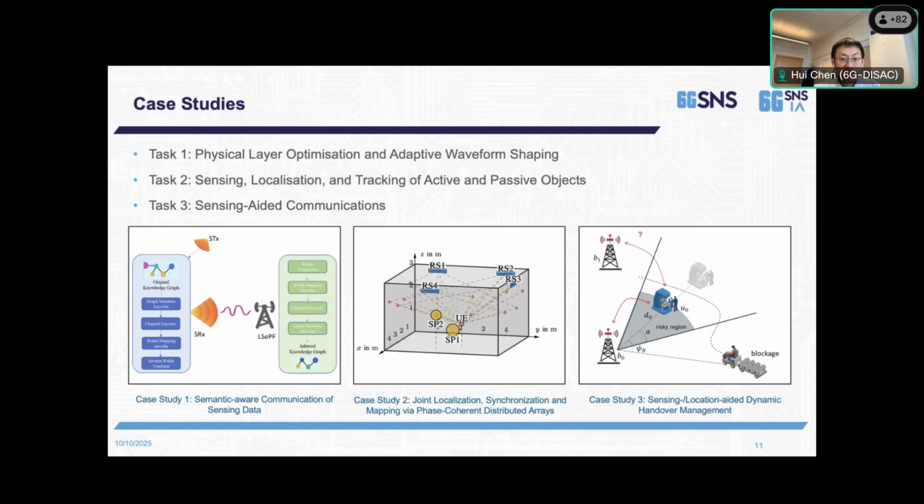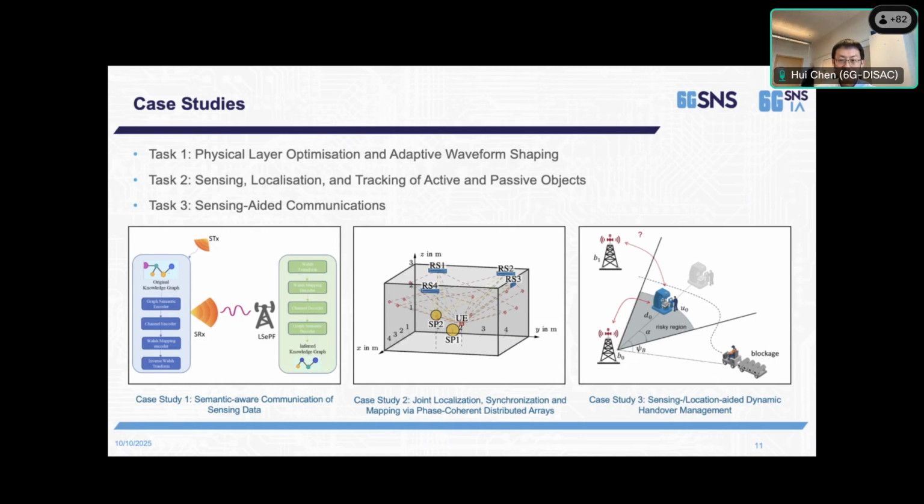So in this case, the motivation is if we transmit all the communication data or sensing data from the transmitter to another, the data load is pretty high, and we will choose what to send and how to compress them in a semantic way. In the second use case, is joint localization, synchronization, and mapping via physical coherent distributed arrays.